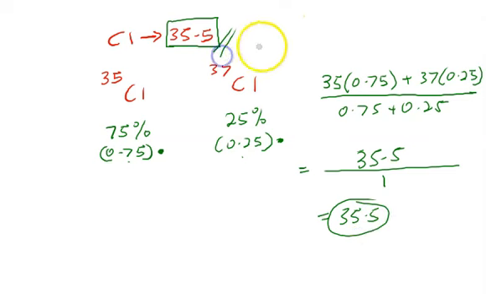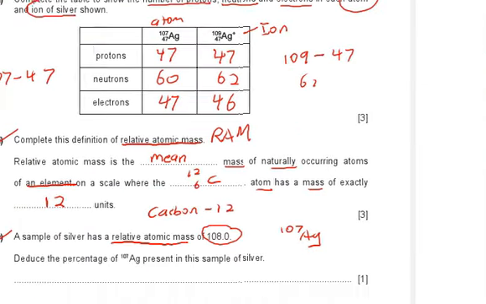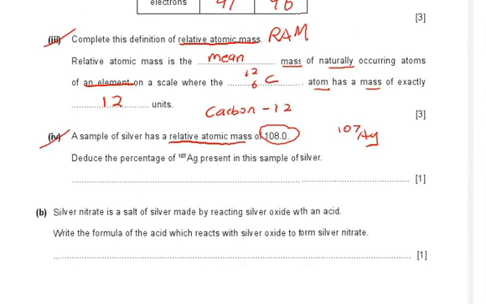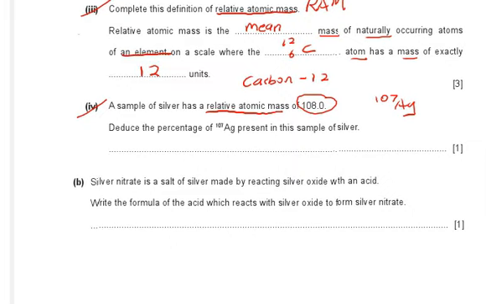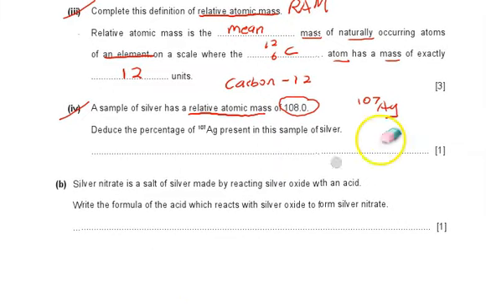Now we go back to the question, and they mentioned that it is exactly 108, where we have two types of argentum. One is 107 and another one is 109. So if it appears exactly in the middle, the ratio here will be 0.5 and 0.5, which is about 50%.